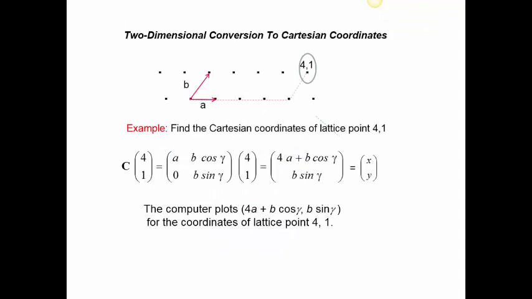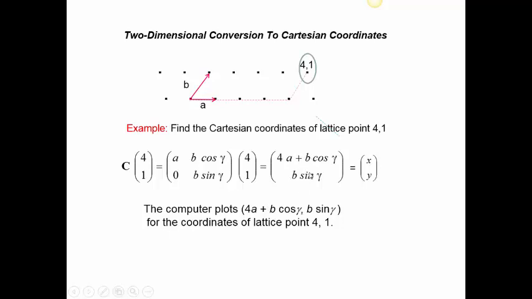For example, suppose we want to find the Cartesian coordinates of the lattice point 41. We have the C matrix, and then we put the 41, which is the components, the scalars for that position, and then we can substitute in our C matrix. We multiply that out and get this form.